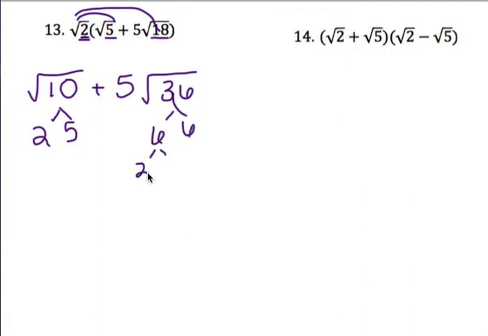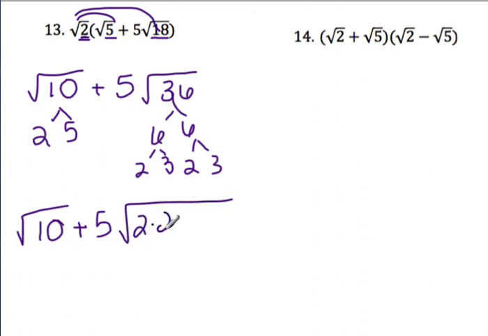I have 6 and 6, 2 and 3, 2 and 3. So my square root of 10 is going to stay the same. Then I'm going to have 5 plus the square root of 2 times 2 times 3 times 3. What I notice is everything underneath the radical turns out to be in a pair. Now when that happens, it means that second term, the radical, is going to disappear.